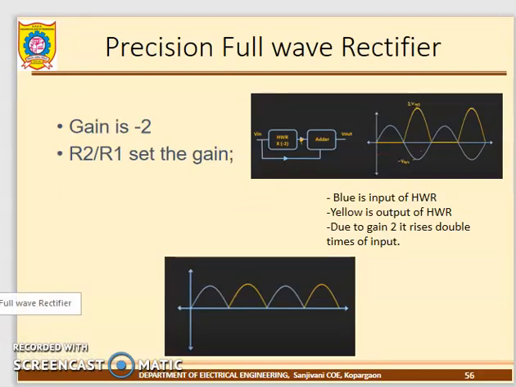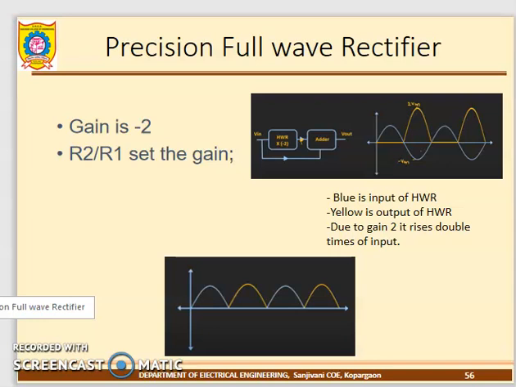The next one is the precision full wave rectifier. Here, the half wave rectifier gain is -2, so you get only the negative half cycle, Vm times the gain of -2. When you use the adder, it adds the summations and compensates for it. So that's all about the precision rectifier, modified precision rectifier and precision full wave rectifier.